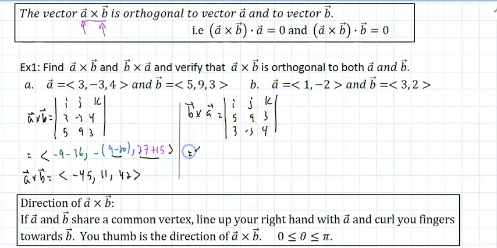And what that's going to give me is the I component again, 36 minus a negative 9 is plus 9. The J component, negative, 20 minus 9. And of course the K component, that would be negative 15 minus 27. And what do I notice?